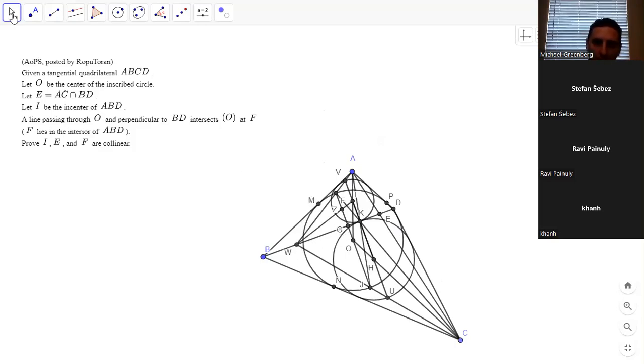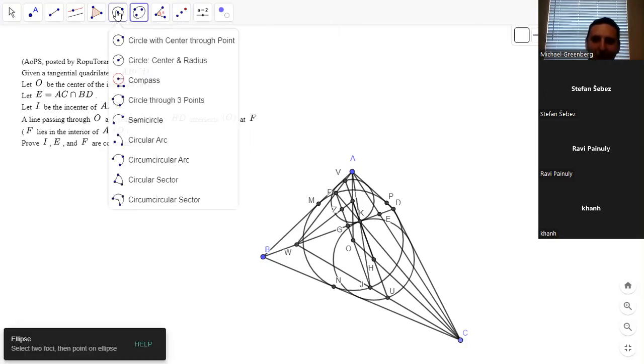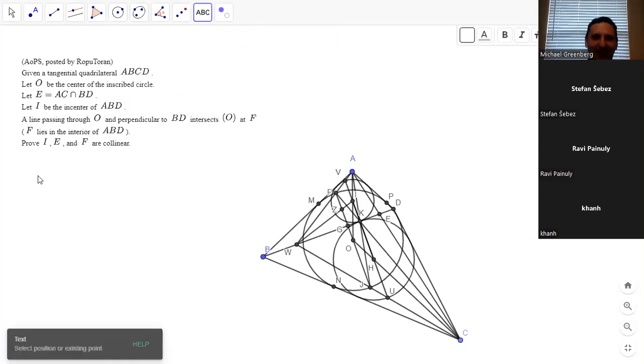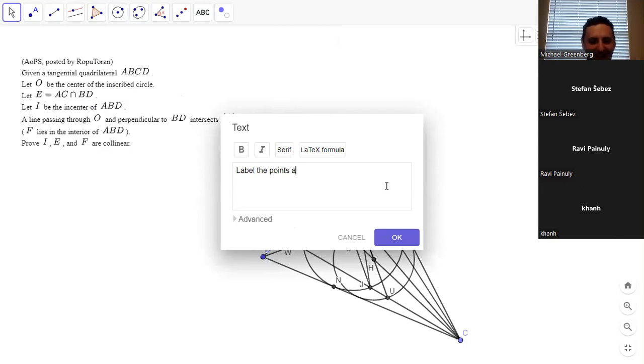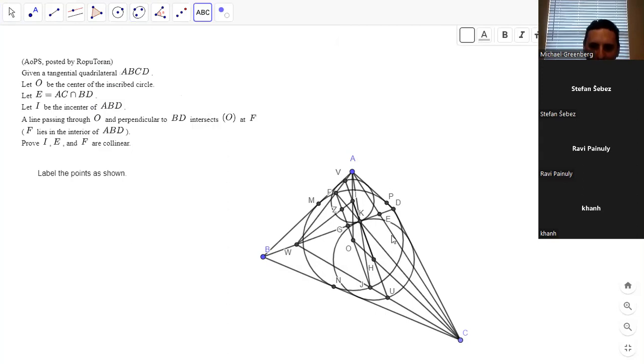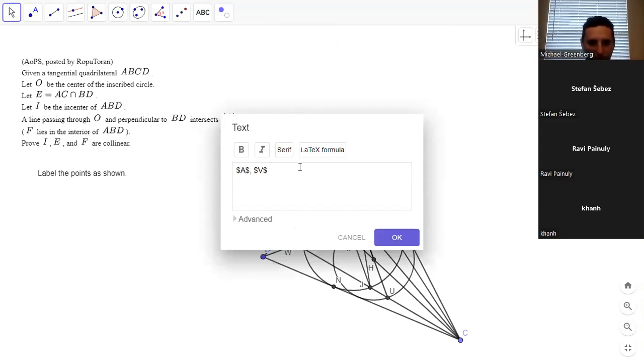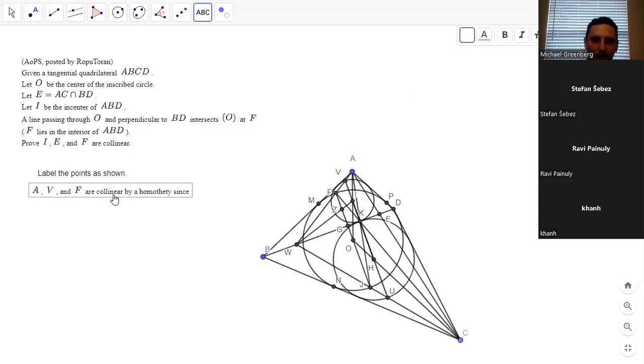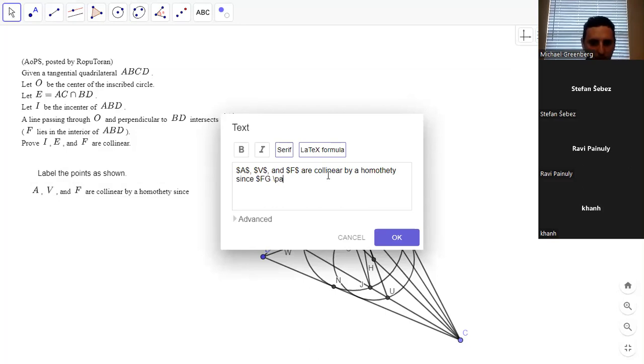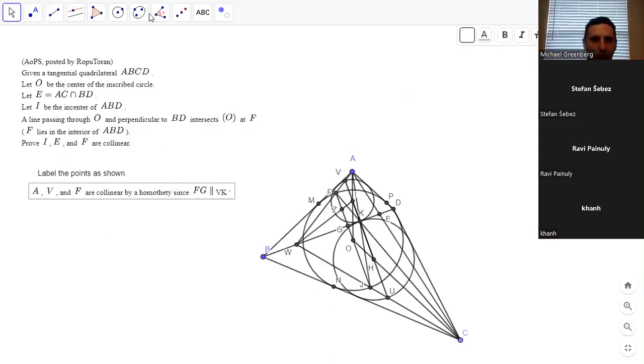Okay, so I'm going to write out a summary. I'll just say label the points as shown. Perfect. A, V, and F are collinear since FG is parallel to VK, by a homothety. And then similarly, C, U, and J are collinear.